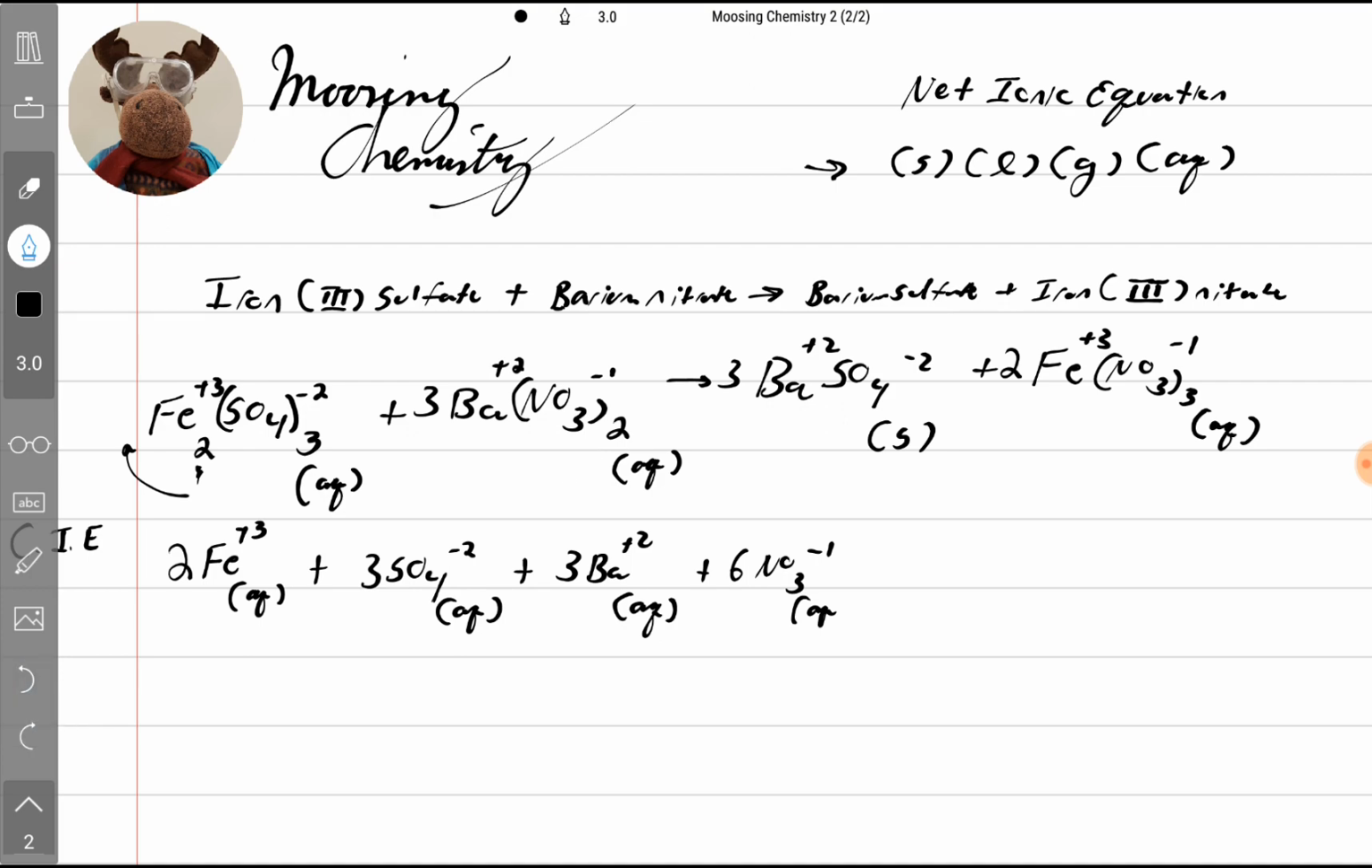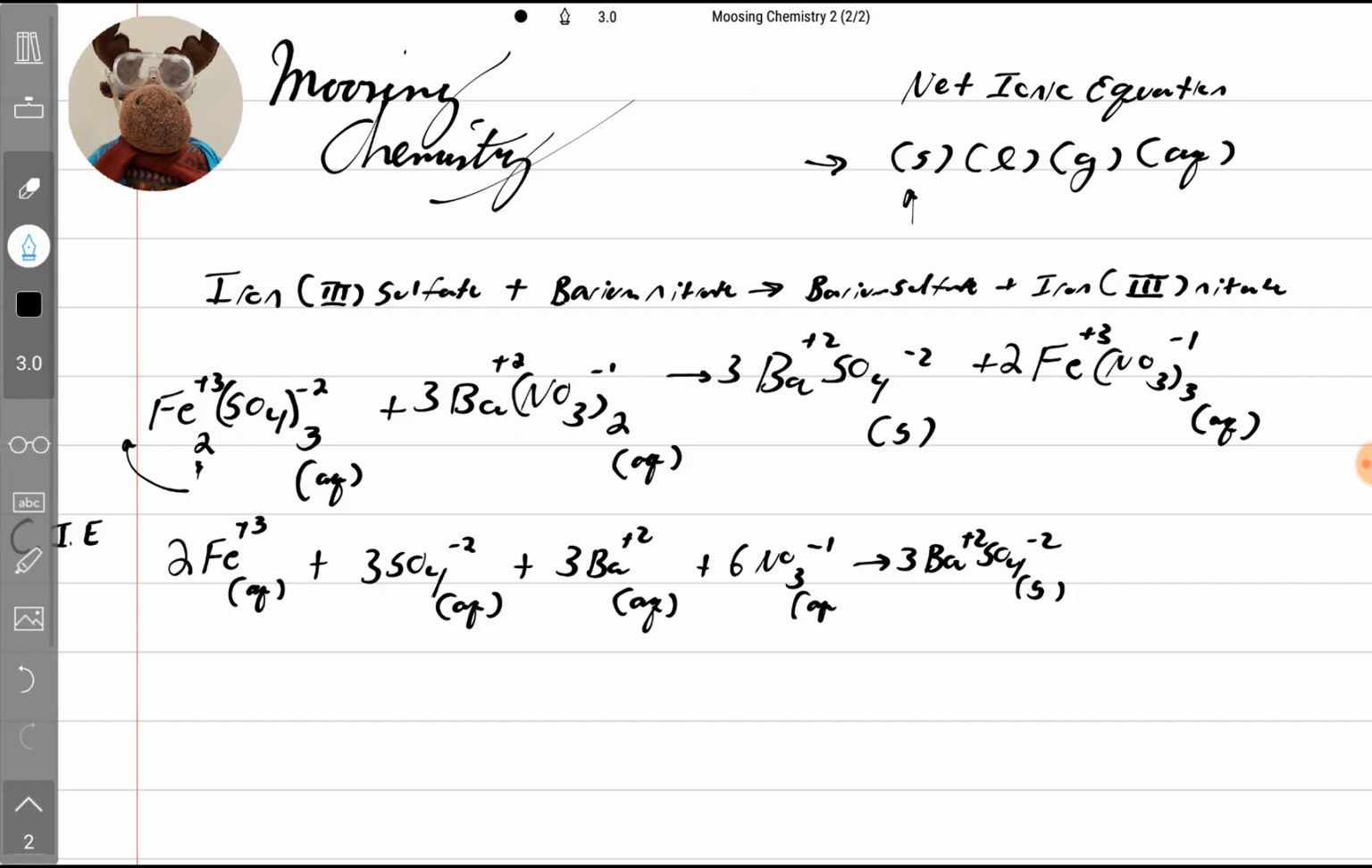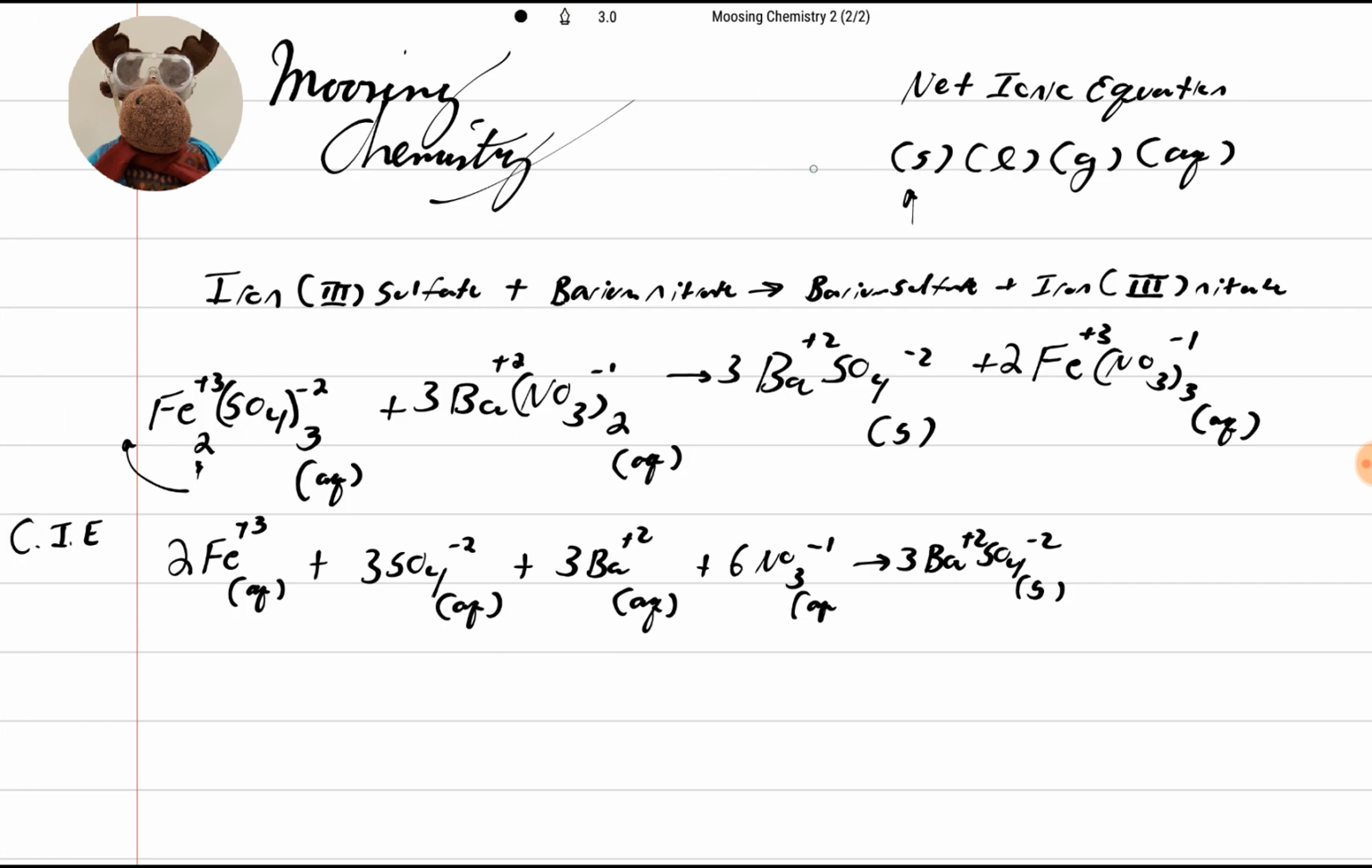All right, yields 3Ba plus 2 SO4 minus 2 solids. Hey, wait a minute. Why didn't we break that apart? Because solids you don't break apart. You don't break those apart at all. Okay, so now we're going to get 2Fe plus 3 AQ plus 6NO3 minus 1 AQ.